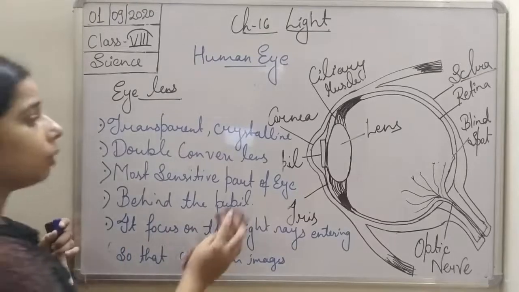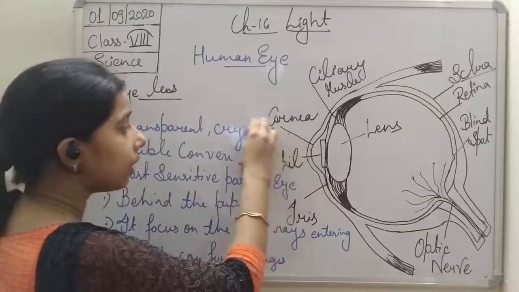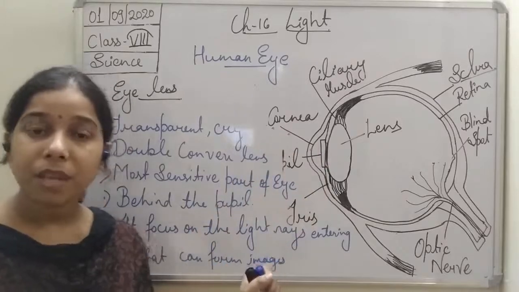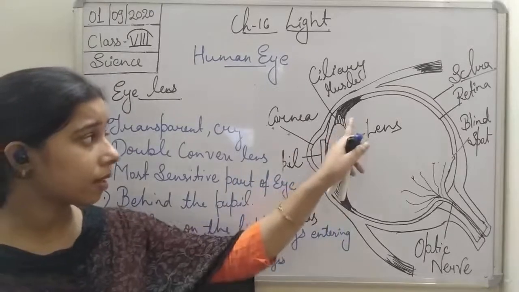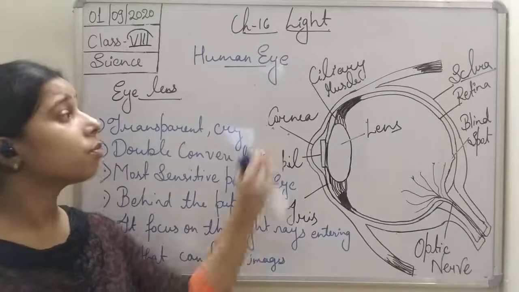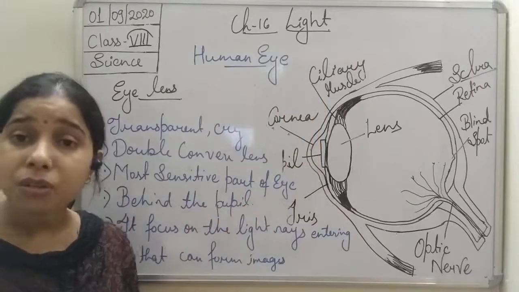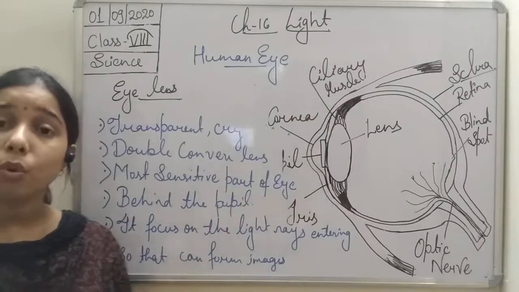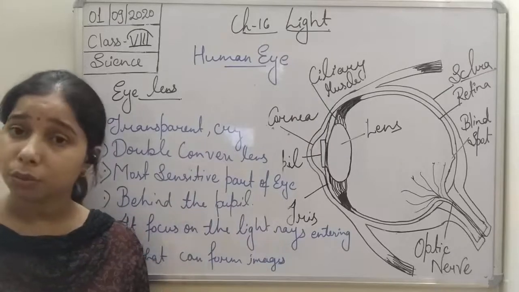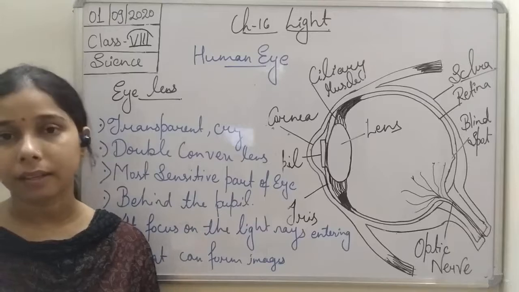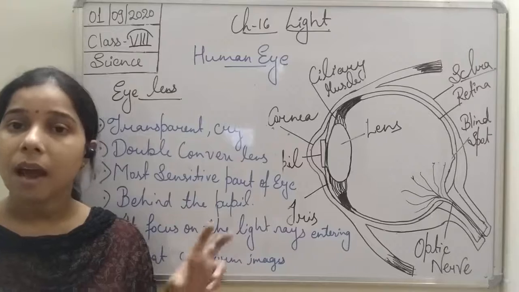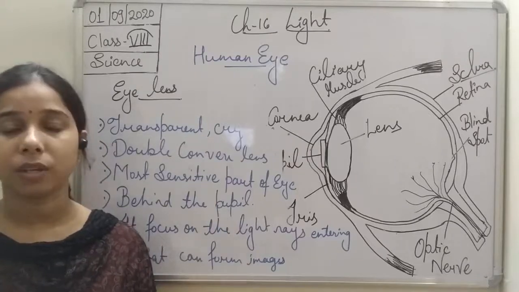Now if we talk about another part, student, that is the ciliary muscles. We had discussed the lens. Now what is this? These are muscle-like structures which are holding the lens. So this is the ciliary muscle. The function of the ciliary muscle is that it is used to hold the lens in place. Not only this, student, but it also helps the lens to adjust, so that it can focus on the light ray which is entering the eye.